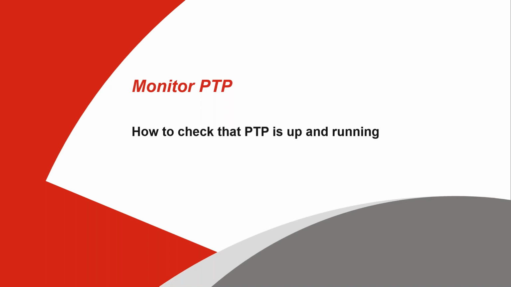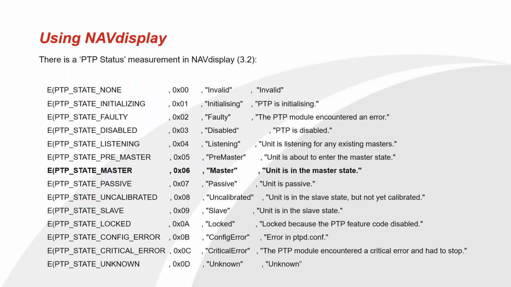So that's configuring PTP. Now we'll have a look at how to check PTP is up and running. Firstly, there is a new status message in NavDisplay as of NavSuite 3.2. And these are the possible values that you can have for that message. Obviously the state you're looking for is 6, master. So if your PTP status is not 6, then there's possibly an issue.